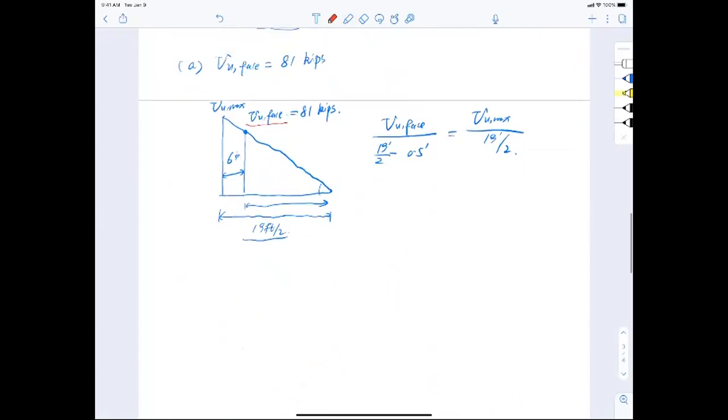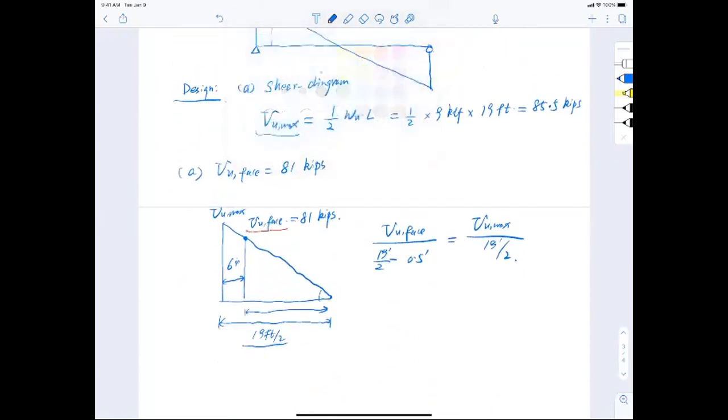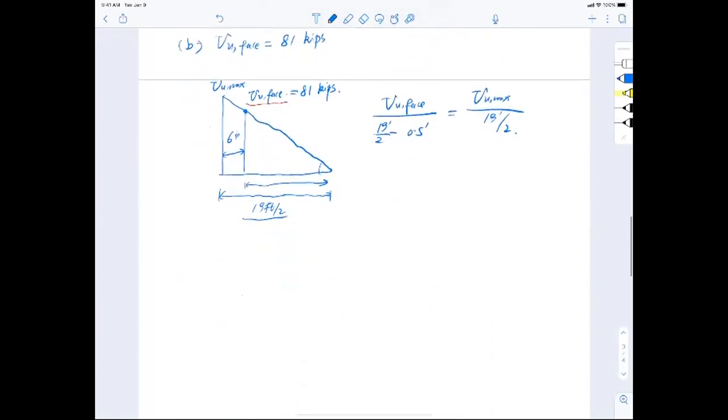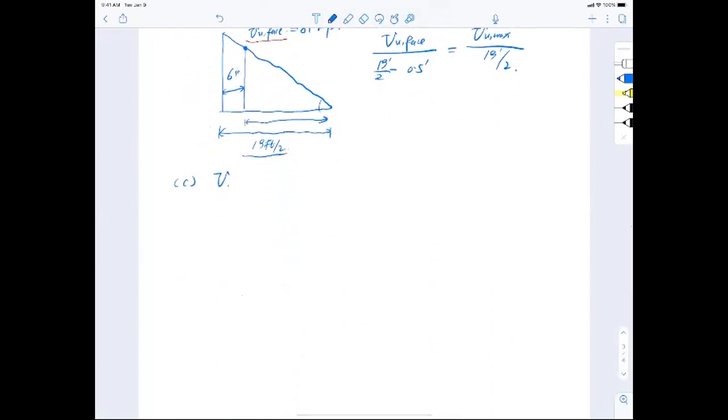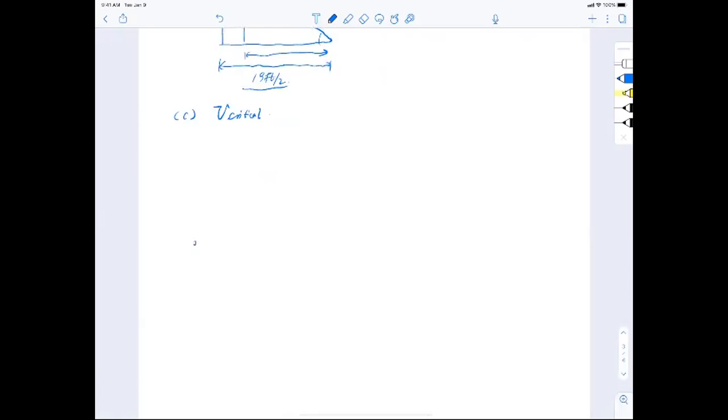Now, this is B, by the way. Okay, and now C, which is V at the critical section here. And I just call it critical to differentiate. Now here, I have the same triangle and maximum shear force is 85.5 kips. And here I have VU face equal to 81 kips, and distance d away from it is my critical shear, right? And what is this value here?